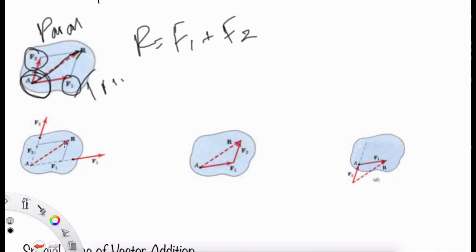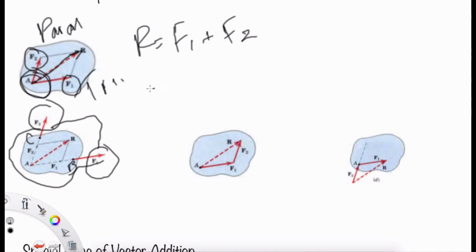So what if we have two forces applied in the same plane, but at different points? For example, I have F1 here and F2 here, applied at different points. Let's say this is point B and here is point C. What do we have to do to find the resultant?